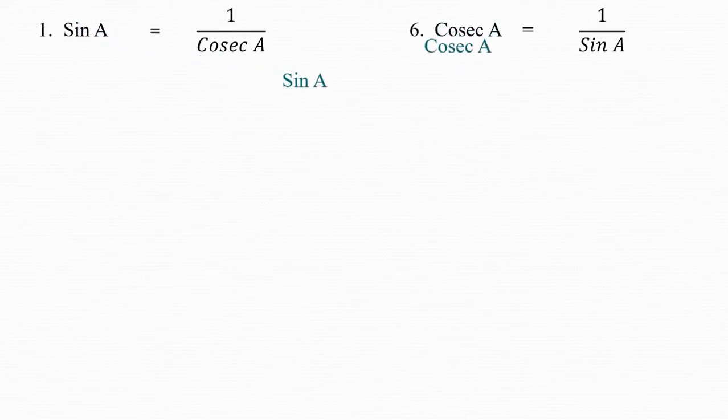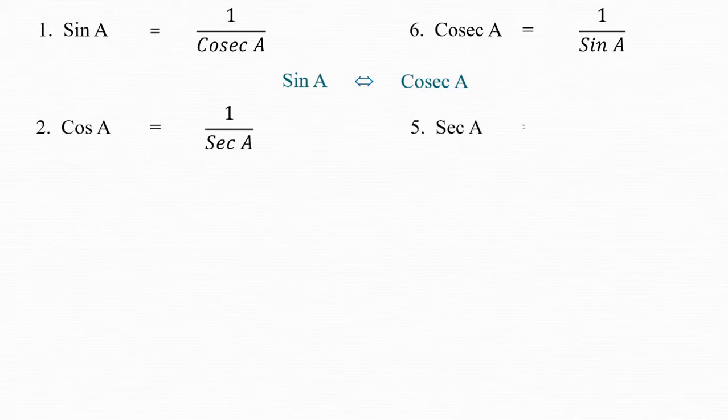Sin A equals 1 by cosecant A. Cosecant A equals 1 by sin A. Sin A and cosecant A are reciprocals to each other. Cos A equals 1 by secant A. Secant A equals 1 by cos A. Cos A and secant A are reciprocals to each other.